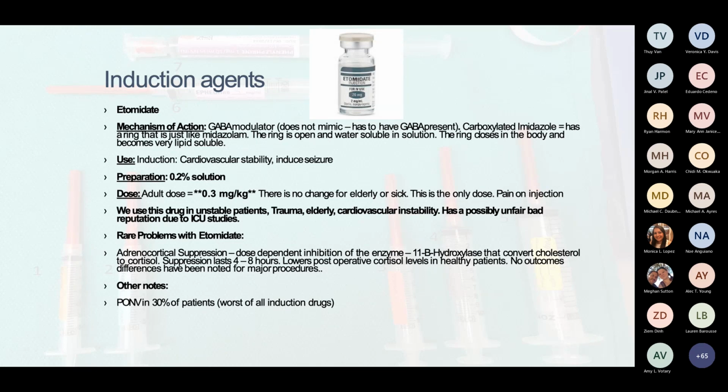Other thing, it's one of the highest rates of PONV among our induction agents. So if you have somebody that's high risk for PONV, propofol might be a better choice than something that is known to cause nausea. Other things you'll see with etomidate, it does burn, and it also will cause myoclonus and potentially seizures. So if you have somebody that's got a seizure history or you're concerned about an airway, it may not be your best choice either.